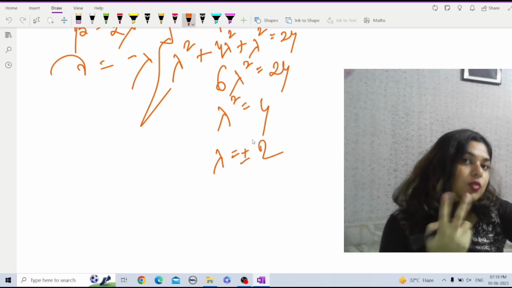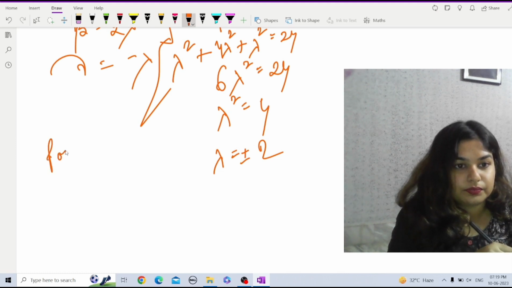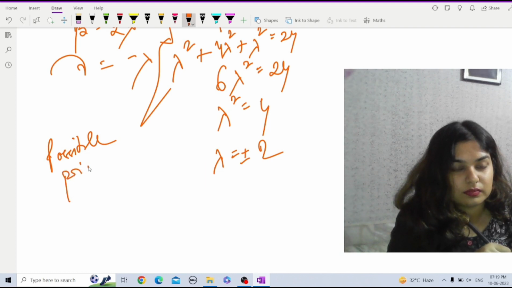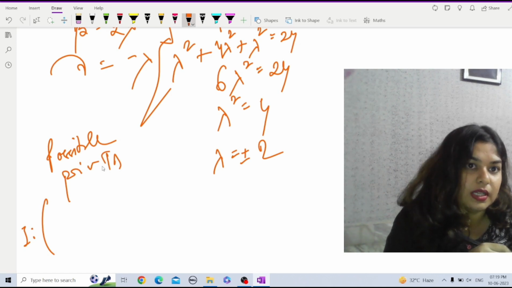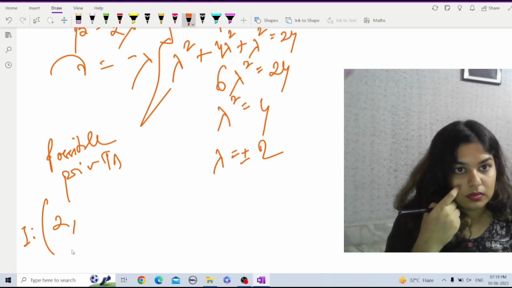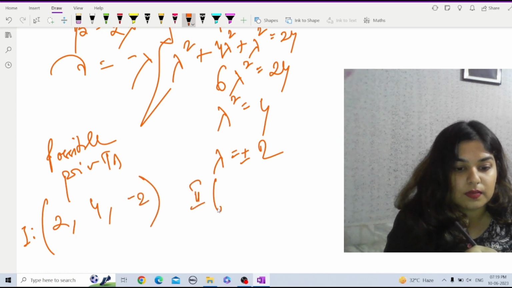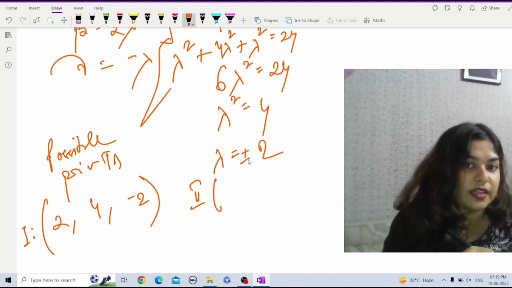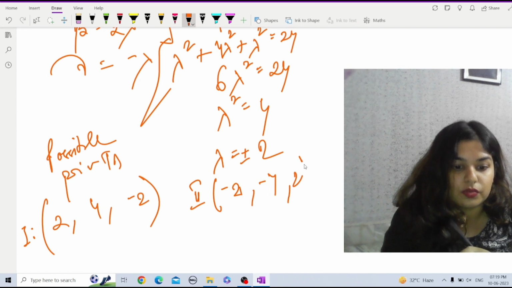Now that means we will have 2 points, and we need to find the distance to determine the closest one. The possible points: let's say this is point 1, alpha, beta, gamma, with lambda equal to +2, so that is 2, 4 and -2. And another point is where we take lambda as -2, so the signs get reversed: -2, -4 and +2. So these are the 2 points.